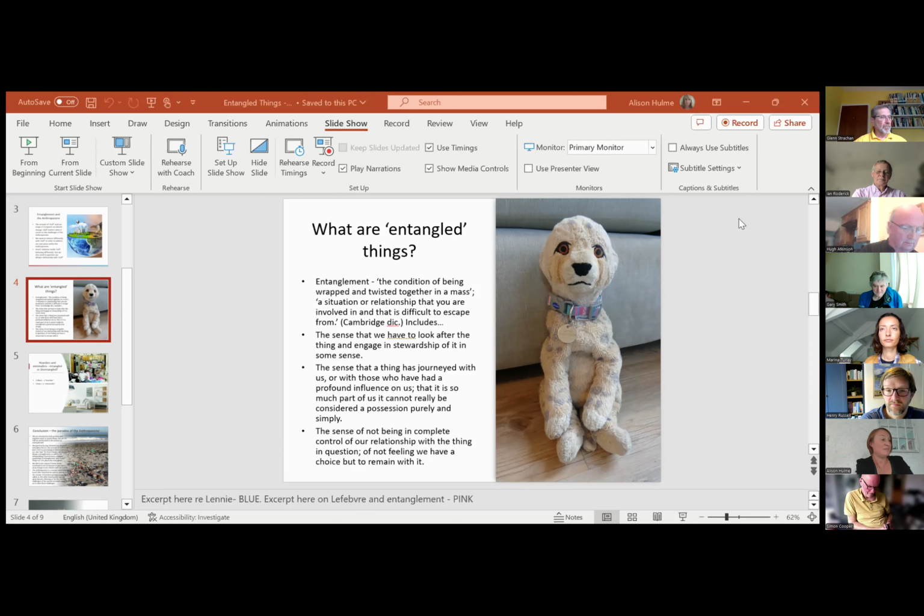He's no longer simply a possession. Our roots are entangled and we are not in control of that. So Lenny is on that slide because he's the best example I have of an entangled object that is mine and my daughter's, but not a possession in the usual way.